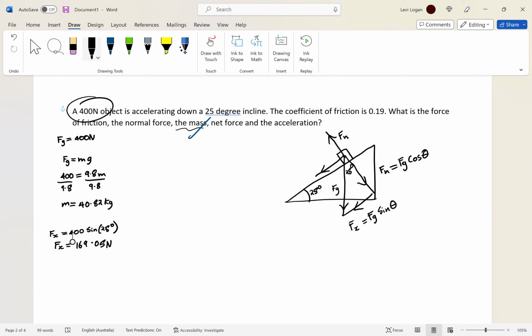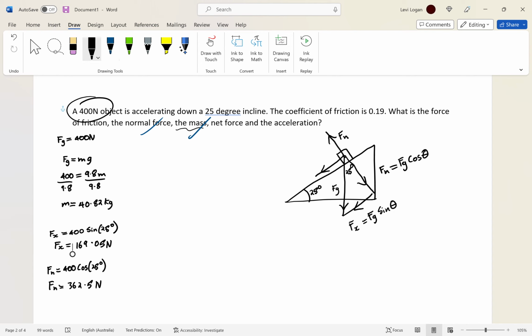Okay? So F subscript N is equal to 400 cos of 25 degrees. Putting that into our calculator, we're going to have 362.5 newtons approximately. Alright, let's move that to the side so it's not in our way. So what have we worked out? We've worked out the normal force, so we've answered another bit of the question.